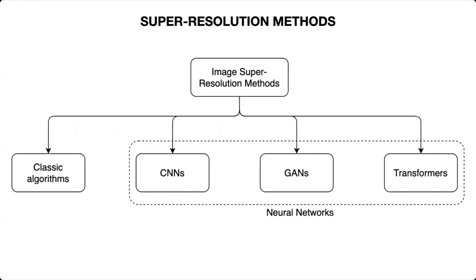Super-resolution methods can be divided into several groups: interpolation methods, convolutional neural networks, generative adversarial networks, and transformers. Each of these methods has its own advantages and disadvantages, but in practice, neural network-based methods show better performance, which usually overlaps their disadvantages.